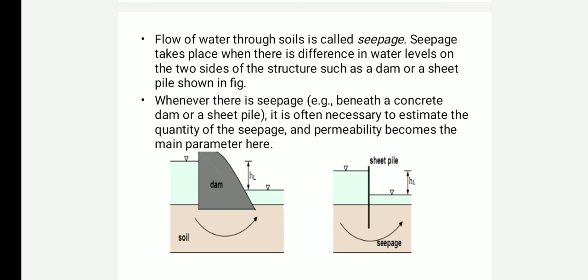Whenever there is seepage, for example, beneath a concrete dam or a sheet pile, it is often necessary to estimate the quantity of the seepage, and permeability becomes the main parameter here. So there are two diagrams showing the dam and the sheet pile, and seepage is shown through the arrow from soil.